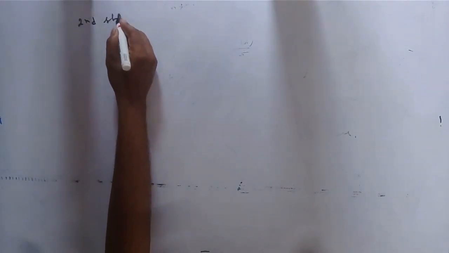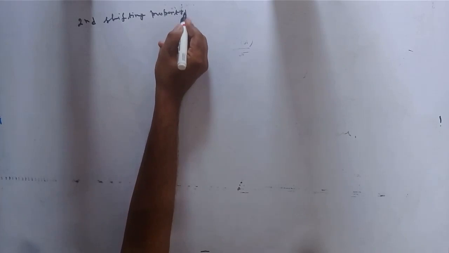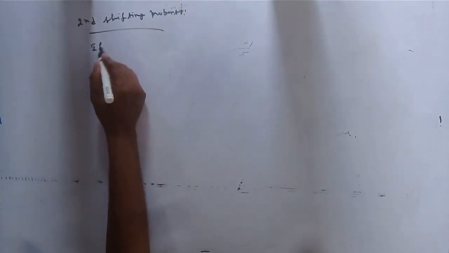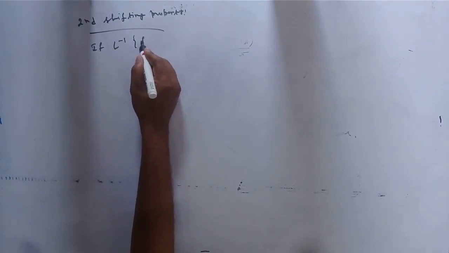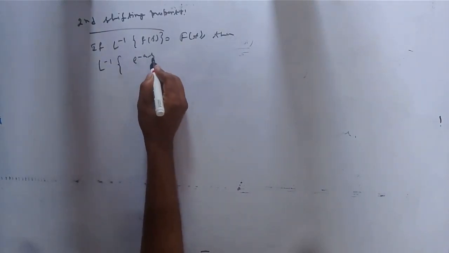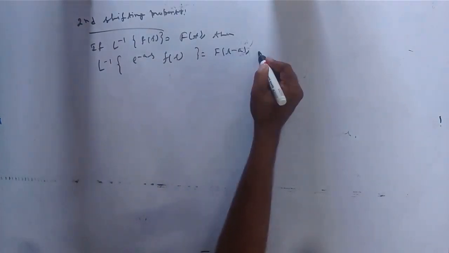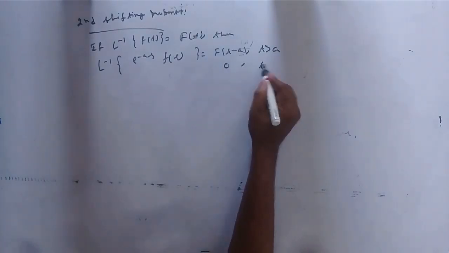So proof of the second shifting property. The statement I am writing again. Second shifting property: if L inverse of F(s) equals f(t), then L inverse of e to the power minus as F(s) equals f(t) minus a when t is greater than a, and 0 when t is less than a.